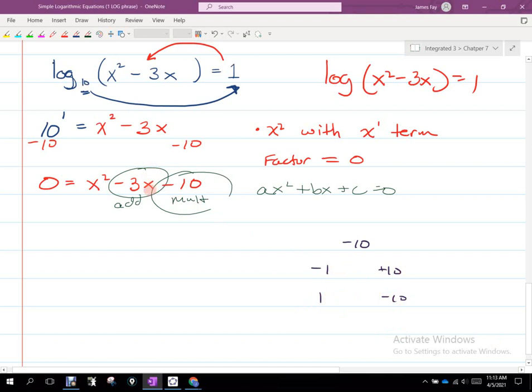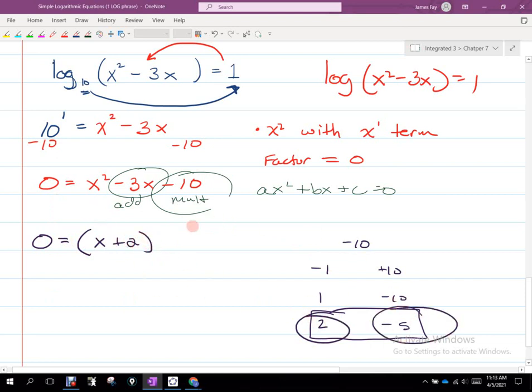Those are not the option, right? So then I try 2 and negative 5. Do those add to give me negative 3? Those are my choice. So this is going to turn into 0 equals x plus 2 times x minus 5.